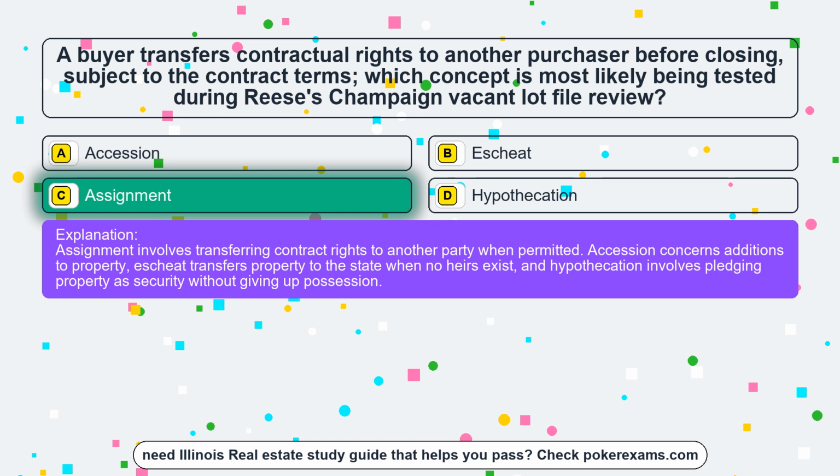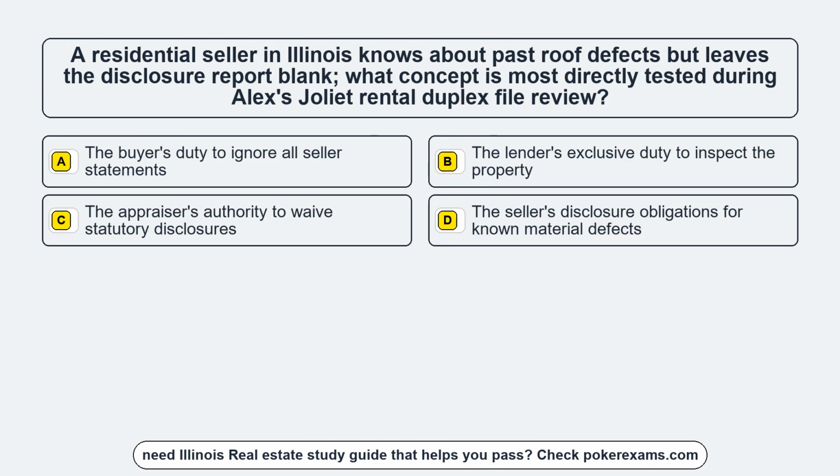Question 20. A residential seller in Illinois knows about past roof defects but leaves the disclosure report blank. What concept is most directly tested during Alex's Joliet rental duplex file review? Option A. The buyer's duty to ignore all seller statements. Option B. The lender's exclusive duty to inspect the property. Option C. The appraiser's authority to waive statutory disclosures. Option D. The seller's disclosure obligations for known material defects.